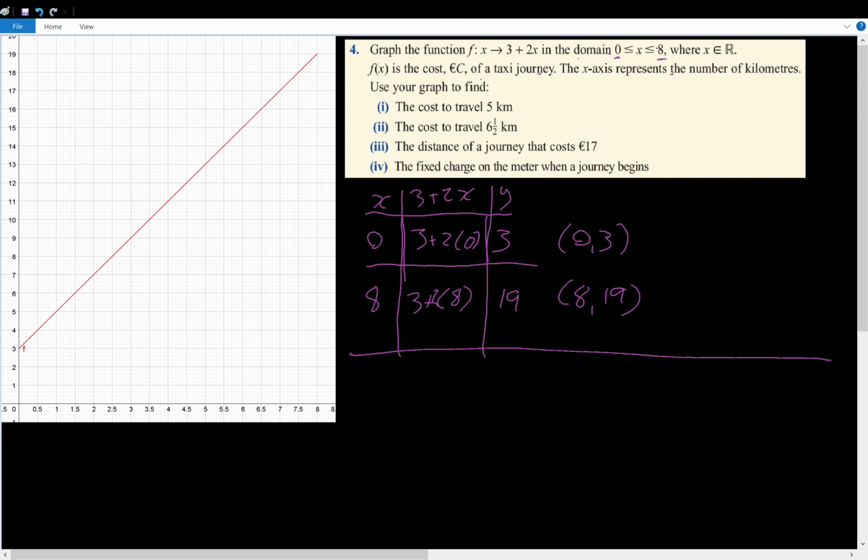So the first thing we're asked is the cost to travel 5 kilometers. So remember that the x-axis represents the number of kilometers. So we go to 5 kilometers on the x-axis, which is just down here. And we work our way up from there until we get to our function, which is represented by the line. Bit by bit, up like this, until we get to our line just here. And once we get to our line, we work our way across from there to our y-axis to figure out what the cost is going to be. So for part 1, the cost to travel 5 kilometers is 13 euro.